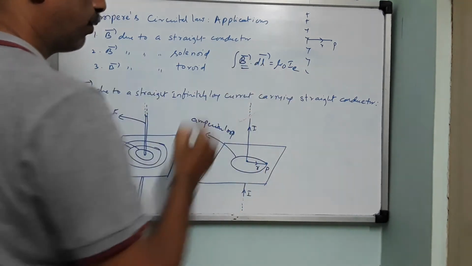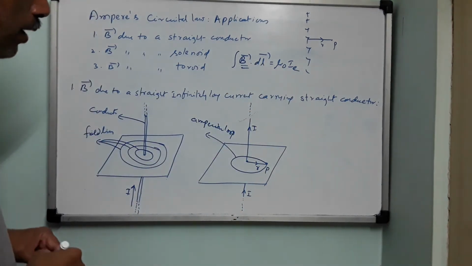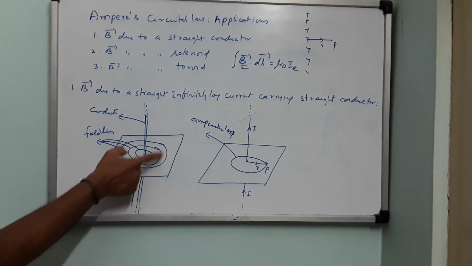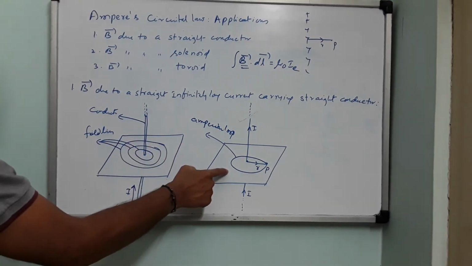So B is nothing but magnetic field. So at point P, what is the direction of magnetic field? Again the same thing. These are the magnetic field lines. This is the Amperian loop. Fine.